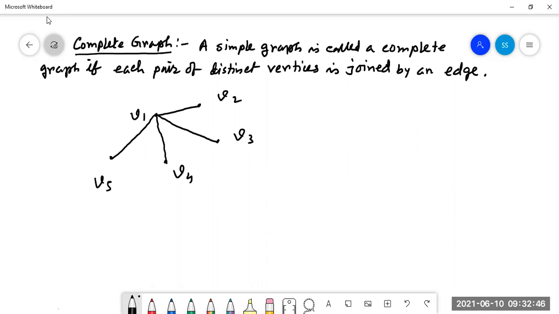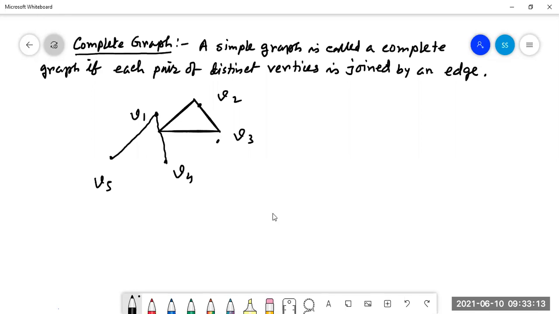Clear for V1? Which are the distinct pairs of V1, V2, V3, V4, V5? So V1 has edges with V2, V3, V4, V5. Now look at V2. For V2, which are the distinct pairs? V1 is the pair already having an edge. With V3, there is no edge, so we have to make one edge.